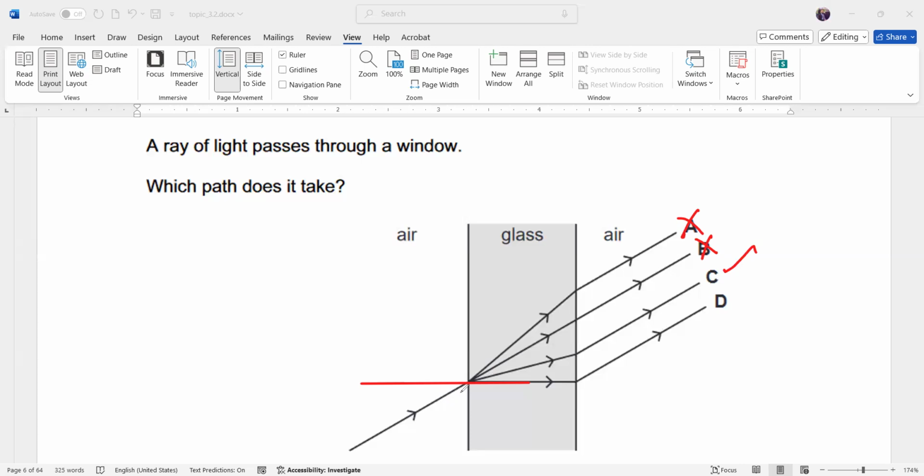And what about D? D is like it goes directly along the normal, which is also wrong. It can only happen if the light enters perpendicular to the surface, then it will pass along this direction. So D is also wrong. The correct answer for this one is C. Is it clear, this one?